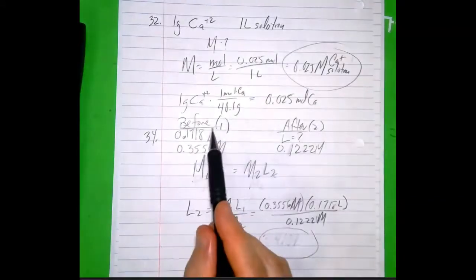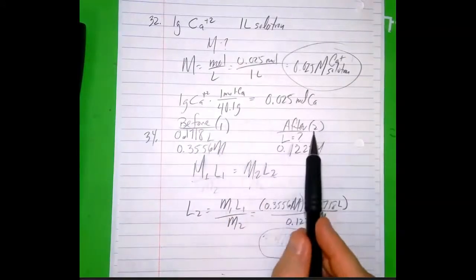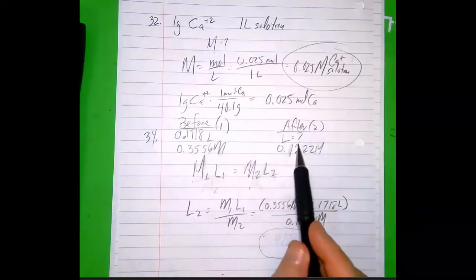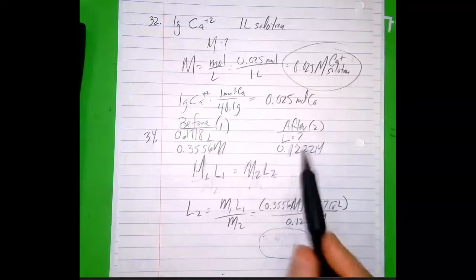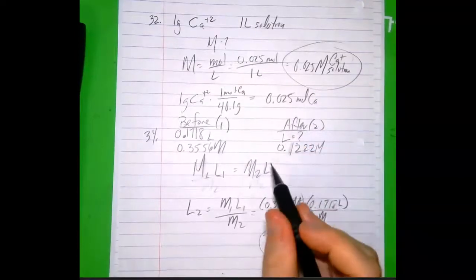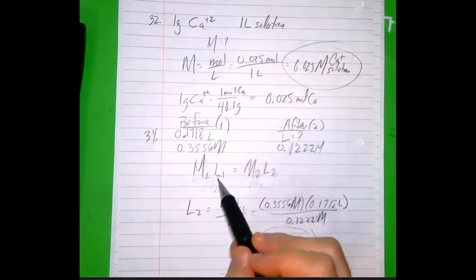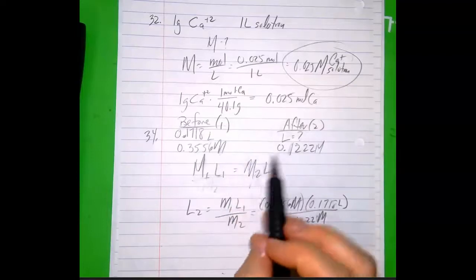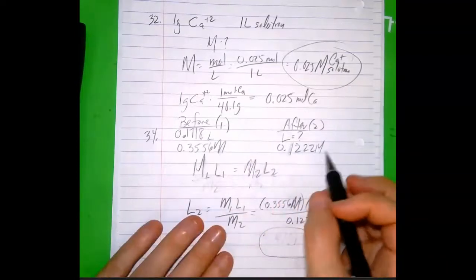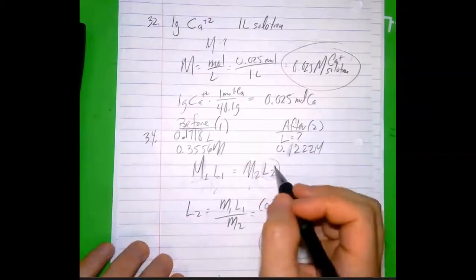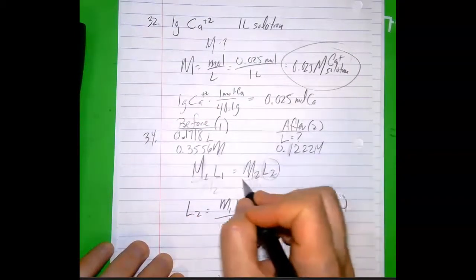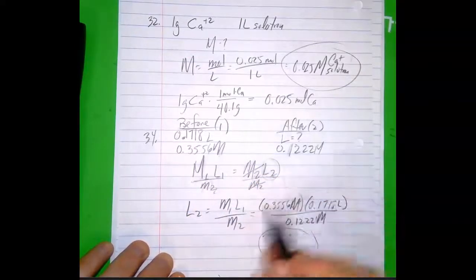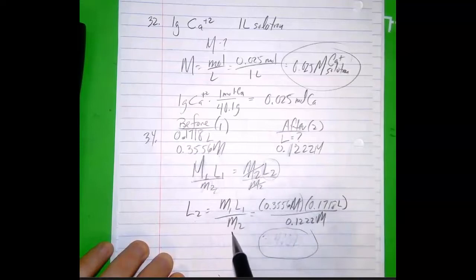Okay, here's before, we call it 1. Here's after, we call it 2. We started with this many liters, this molar solution, and then we finished with this molar solution. We want to know how many liters did we dilute it to? So what's our formula? M1L1 equals M2L2, multiplying, right? But what do we need? We need L2. So we're going to circle that. We need to get that alone, so we're going to divide by M2 on both sides. Cross out M2 here. We get L2 equals M1L1 divided by M2.